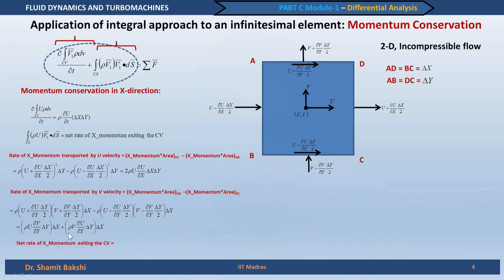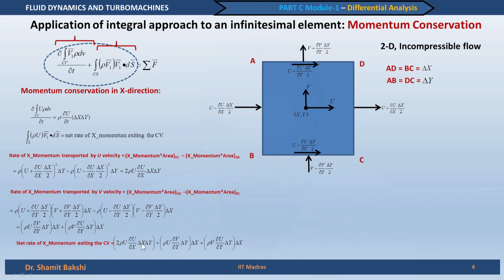So, now by combining these two, by adding these two parts, we get the net rate of x momentum exiting the control volume. What is that? It is basically this part, and here also if you see delta x into delta y, that is the volume that appears in the equation. So, we get something like this. Let us see this expression carefully.